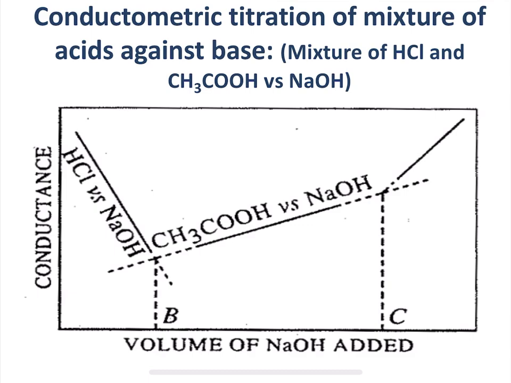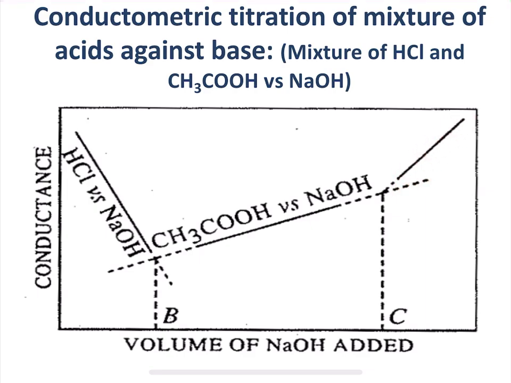When all the acetic acid has also reacted, what happens next? NaOH is going to accumulate. Since NaOH is a strong electrolyte, we will see a sharp increase in the conductance. So we get a straight line in the manner of increasing conductance. Three straight lines we are going to get here with different slopes. The first is HCl versus NaOH, the second straight line is acetic acid versus NaOH, and the third is when NaOH starts accumulating.